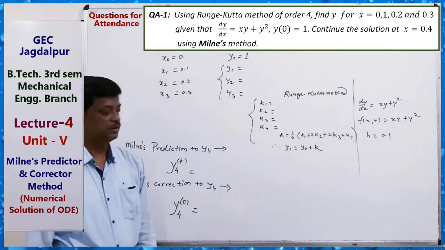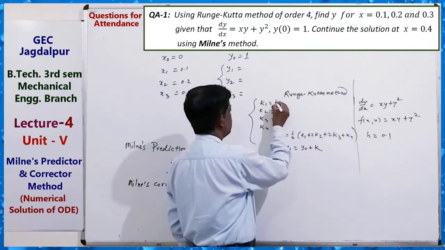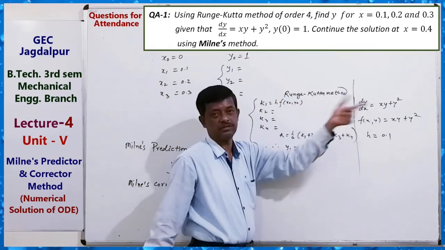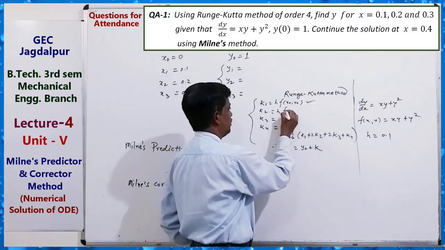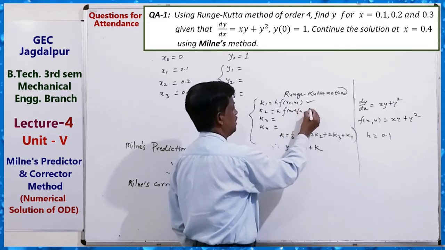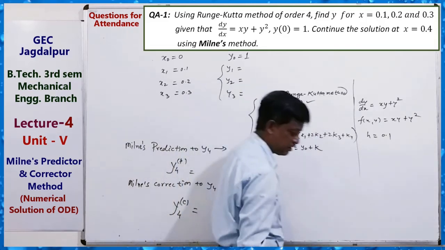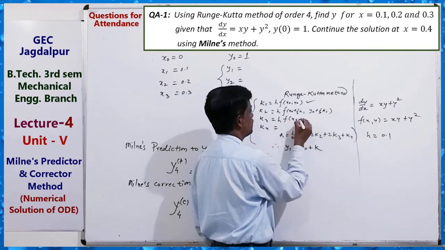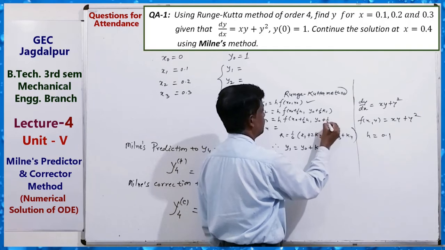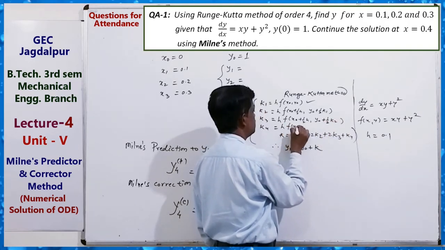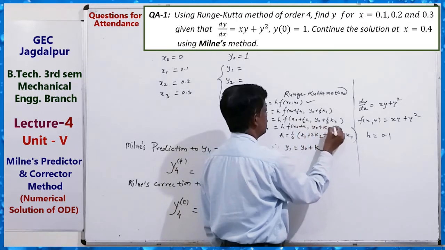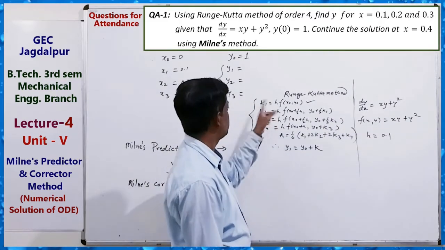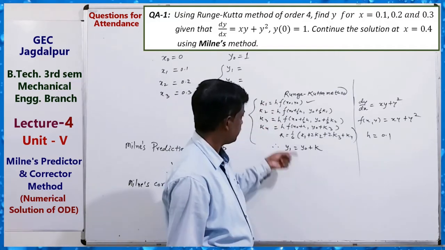This is the Runge-Kutta method. How can we find k1? k1 equals h f(x0, y0), where x0, y0 is 0, 1. Then k2 equals h f(x0 plus half h, y0 plus half k1), k3 equals h f(x0 plus half h, y0 plus half k2), and k4 equals h f(x0 plus h, y0 plus k3). Just find all the values from this formula. So k1, k2, k3, k4 you have to find.